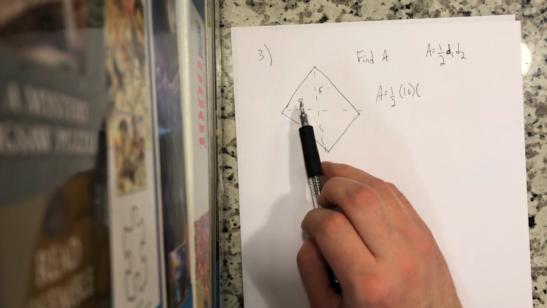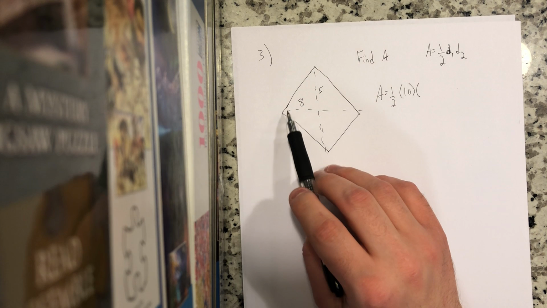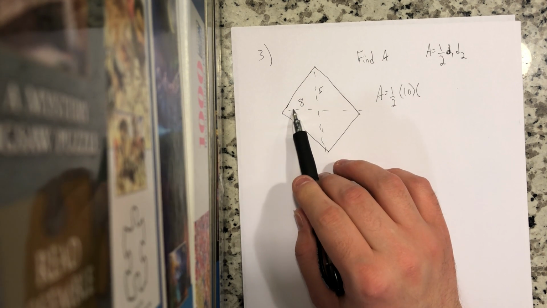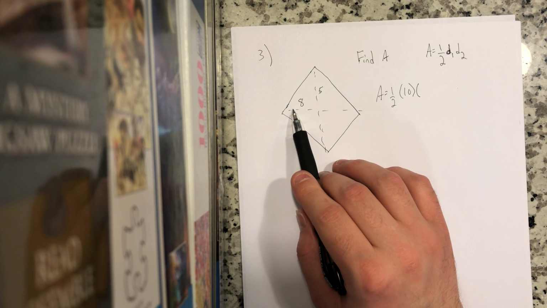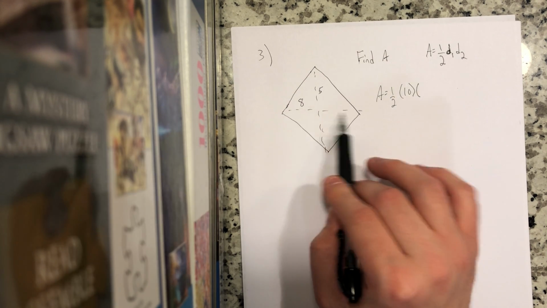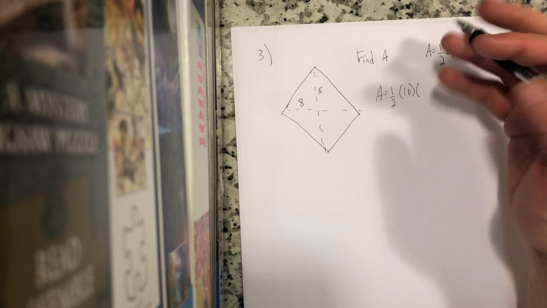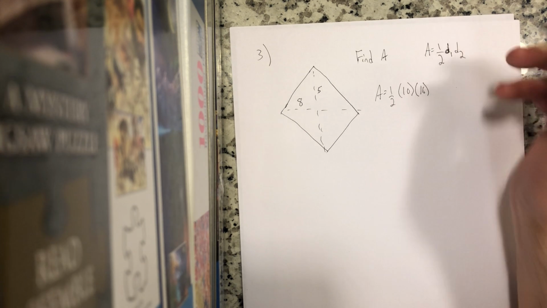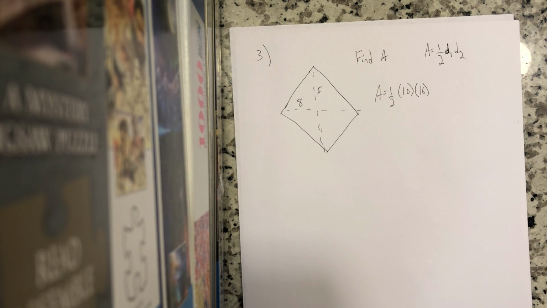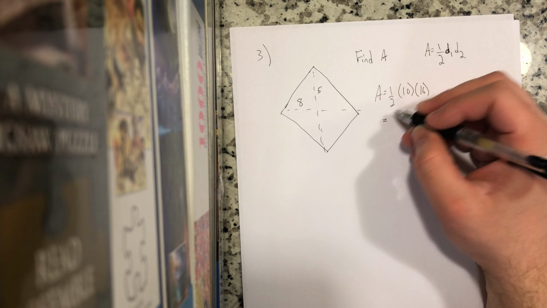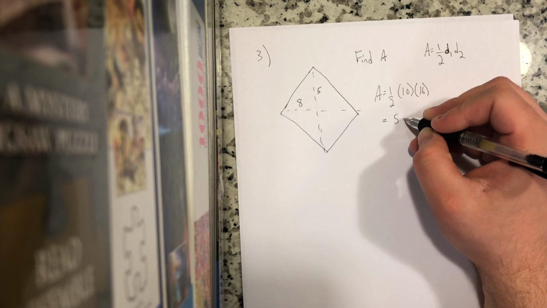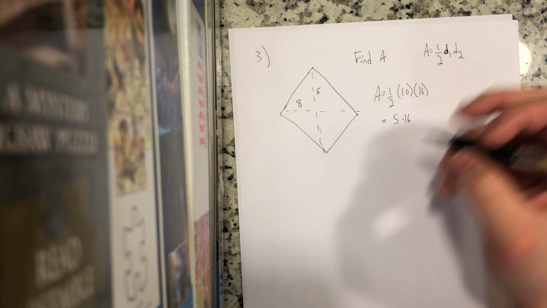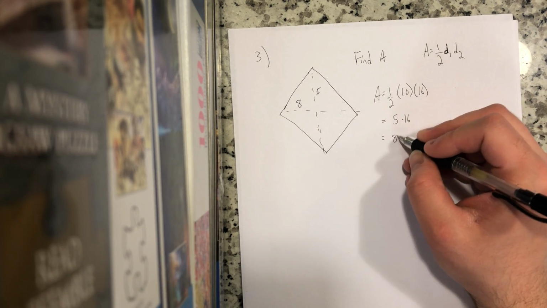And then we're going to have the length over here, which is going to be, well, the length of this diagonal is 8 plus 8, which is going to come out to 16 at this point. Now a little bit of simplification. 1/2 of 10 is 5. And then if you simplify this, you get 80.